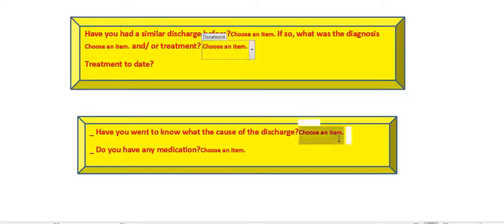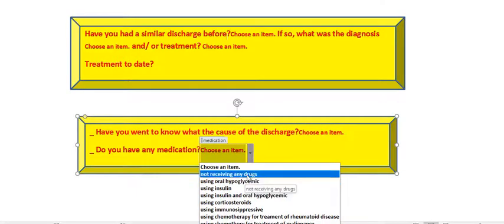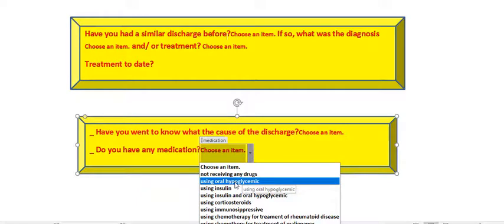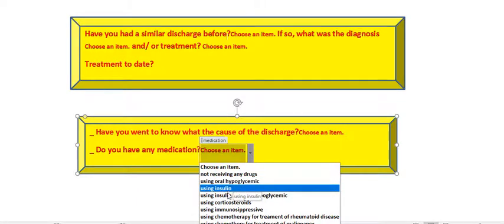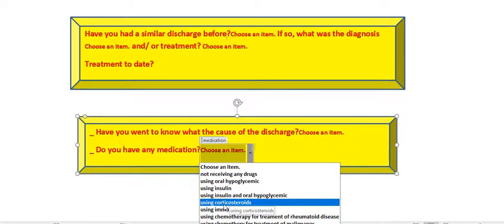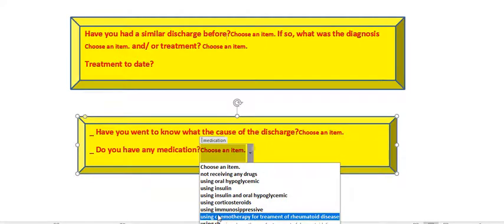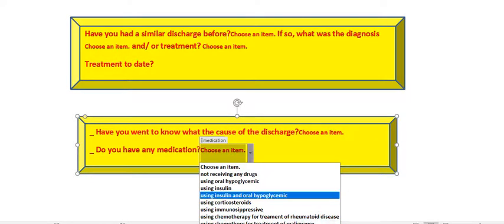And the patient, we want to know about the discharge before or not, no or yes, and what medication she has received. She doesn't receive any drugs, or using oral hypoglycemic, or using insulin, or using corticosteroid, or using immunosuppressive drugs, or using chemotherapy for treatment of rheumatoid disease, or using chemotherapy for treatment of malignancy.